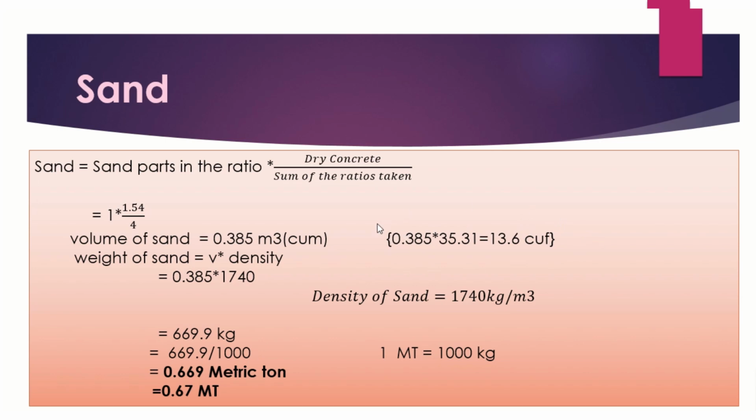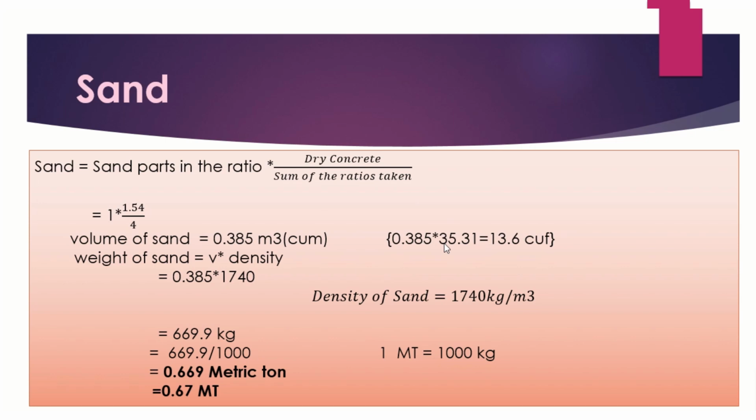In order to convert this meter cube into cubic feet, we'll multiply volume in cubic meter with 35.31 to get cubic feet. So this is the quantity of sand in meter cube.